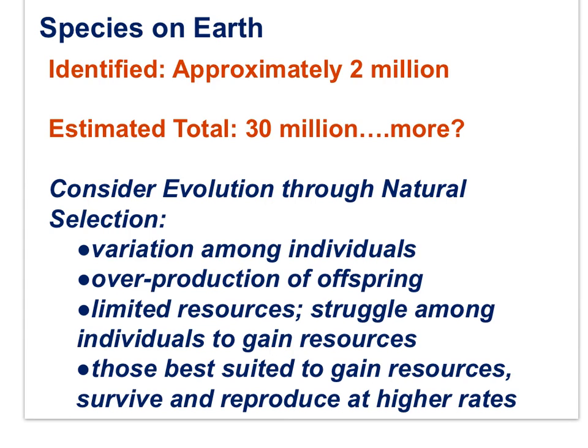Review the basics of natural selection: variation among individuals in a population, the overproduction of offspring, too many for the environment to support, limited resources, struggle among individuals to gain resources, and lastly, those best suited to gain resources survive and reproduce at higher rates than their neighbors.